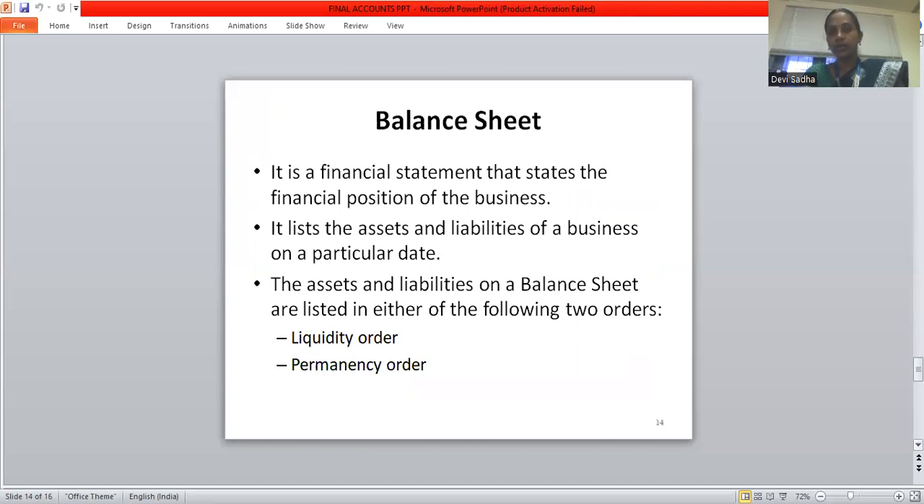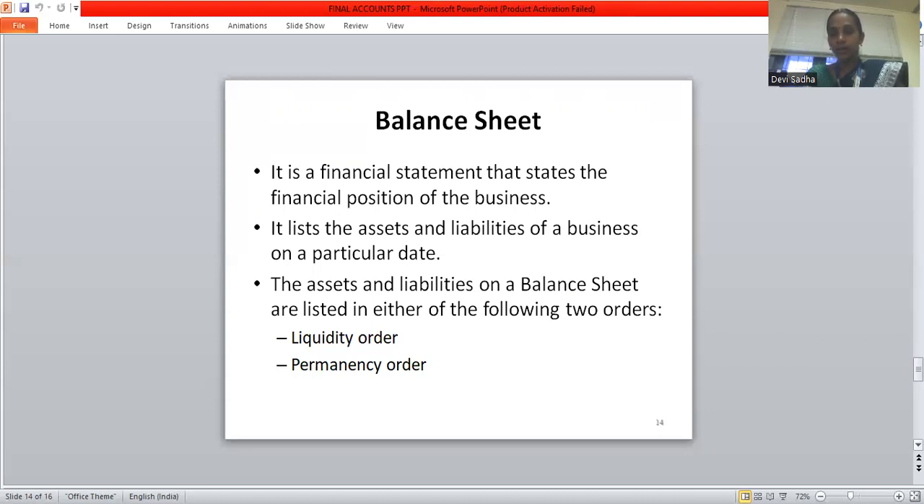Then the third account, the balance sheet. We prepare a trading account, then a profit and loss account, and finally prepare the balance sheet. The balance sheet is a financial statement that states the financial position of the business. It lists the assets and liabilities of a business on a particular date. The assets and liabilities on the balance sheet are listed in the following order: liability side and then asset side.